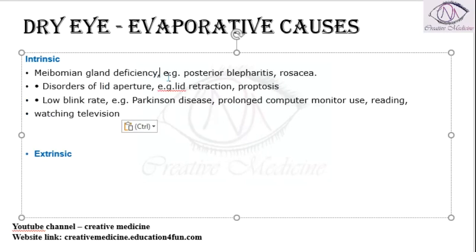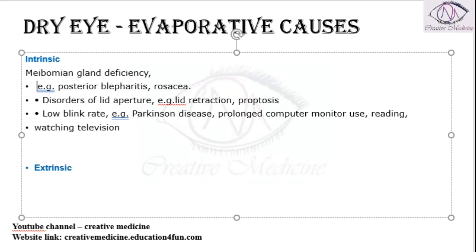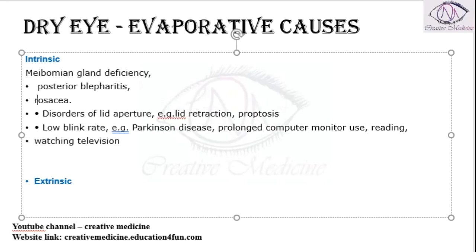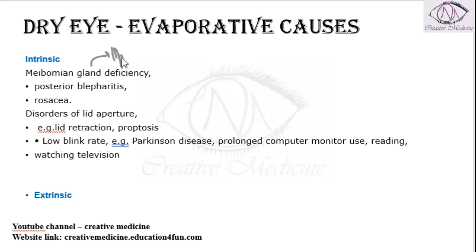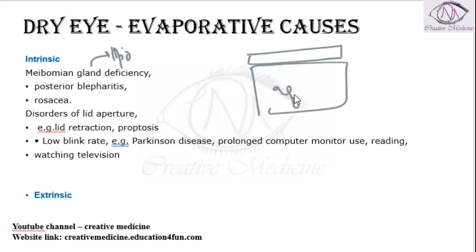So this includes number 1, it can be due to meibomian gland deficiency, which can be due to posterior blepharitis, or it can be due to rosacea. In posterior blepharitis or rosacea, there is no proper secretion of meibomian gland. Meibomian gland will produce actually the lipid layer. If the lipid layer is deficient, that means the aqueous layer or tear film which is there, this can easily get evaporated, resulting in dry eye.